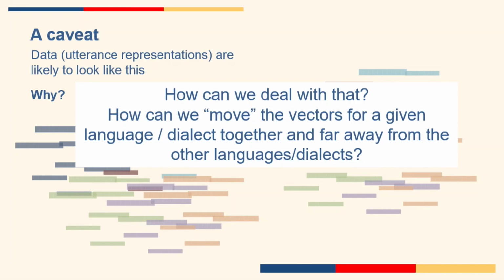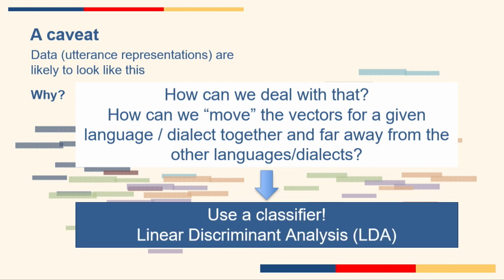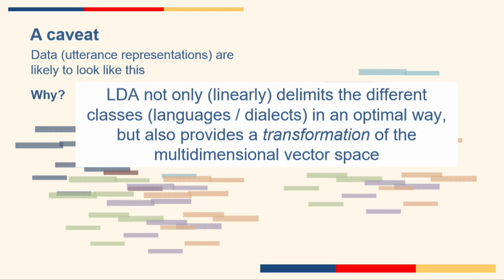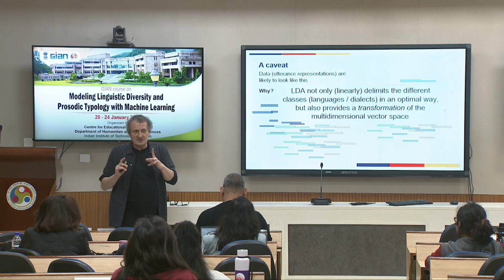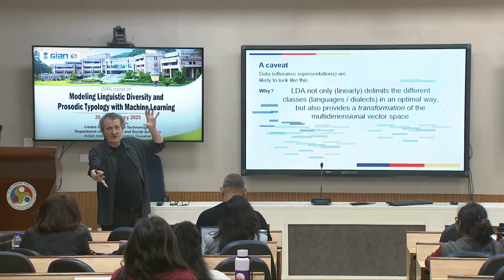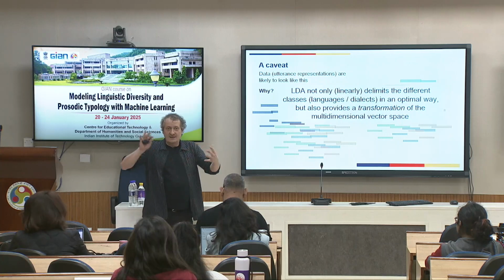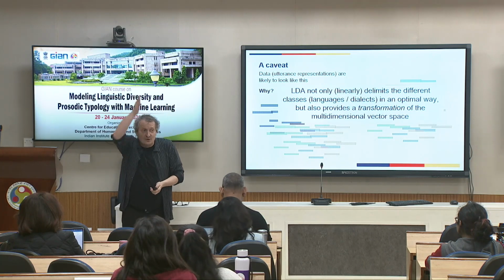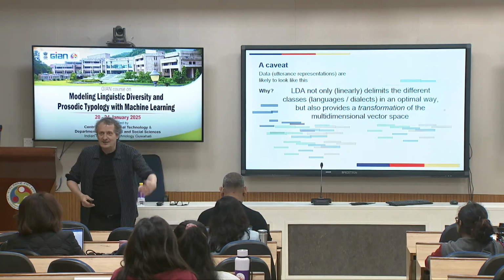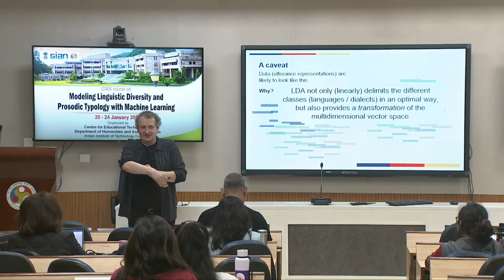Moving means technically transforming the space by, again, some mathematical operation. So one of the ways we use, which comes up straightforwardly, is to use some classifier on top of this vector. In particular, linear discriminant analysis Priyanka was talking about yesterday. LDA not only, as Priyanka was saying yesterday, linearly delimits different classes, but, very helpfully, it also provides a formula for a transformation of the space, which turns the space so that those linear boundaries, because it creates multiple linear boundaries between the classes, correspond to the axes of the space.